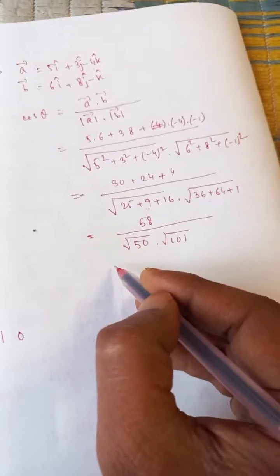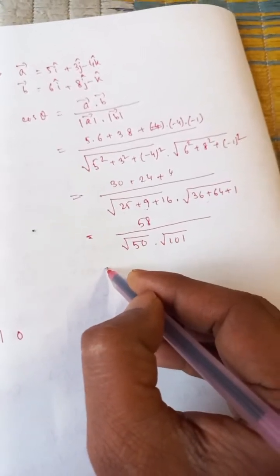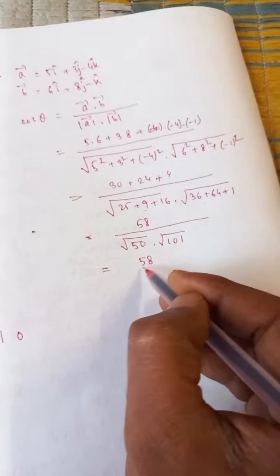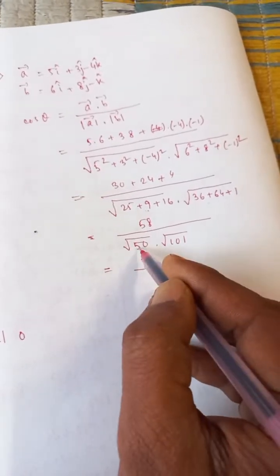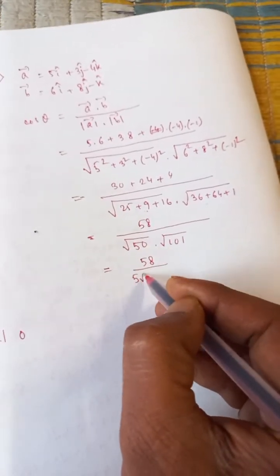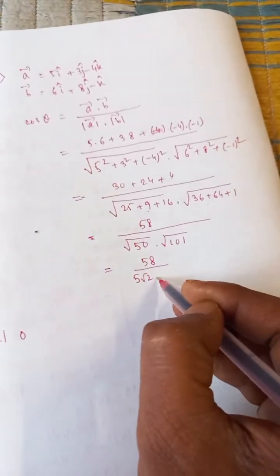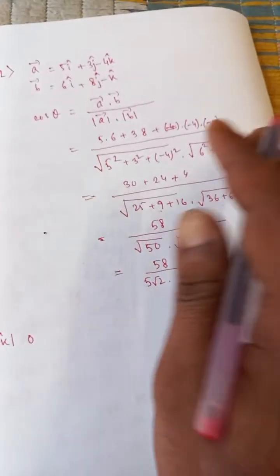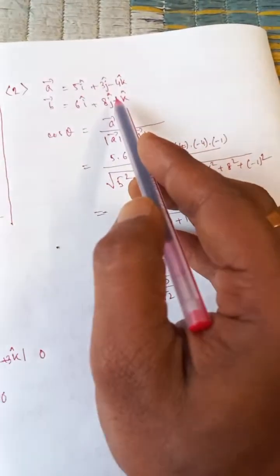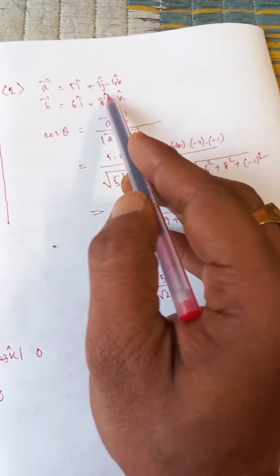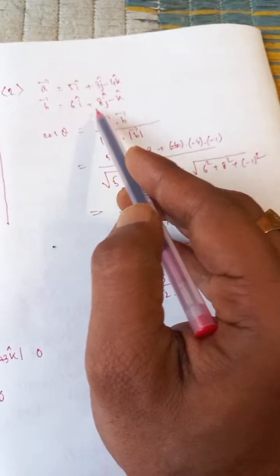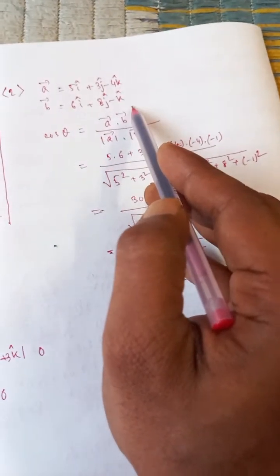So this will be 58 over root 50, which is 5 root 2, and here we will get root 101. Here A is 5i plus 3j minus 4k, and B is given as 6i plus 8j minus k.